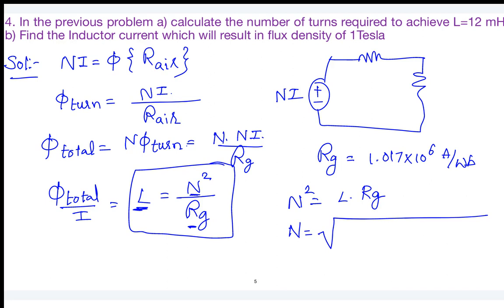the inductance value you need to achieve, 12 millihenry, and the air gap reluctance is 1.017 into 10 power 6. So you can do the calculation now. Yeah, it is 110.47, correct. So the number of windings will be approximately 110.